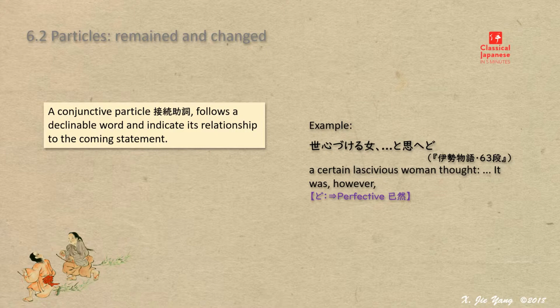Do is one of them. The main meaning of do is to indicate a contradictory conjunction similar to ga or keredomo in modern Japanese. Pay attention that do in classical requires the perfective form for the word that do assists.